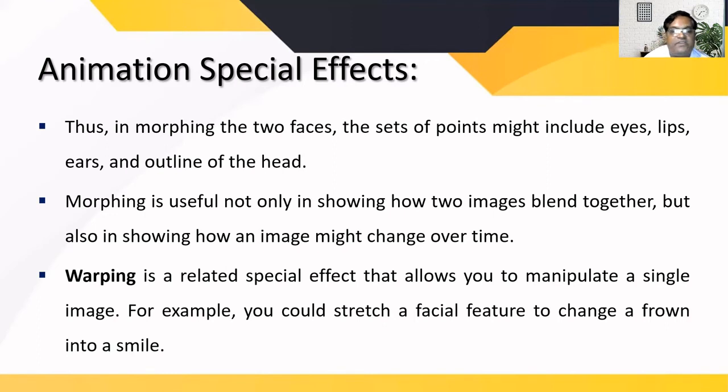The second special type of animation is warping. It is a special effect that allows you to manipulate a single image. For example, you could stretch a facial feature to change a frown into a smile. You can stretch the nose, or you can extract the face from the photo. So different facial features can be manipulated in different ways by using the warping effect. These two are special effects used in animation.